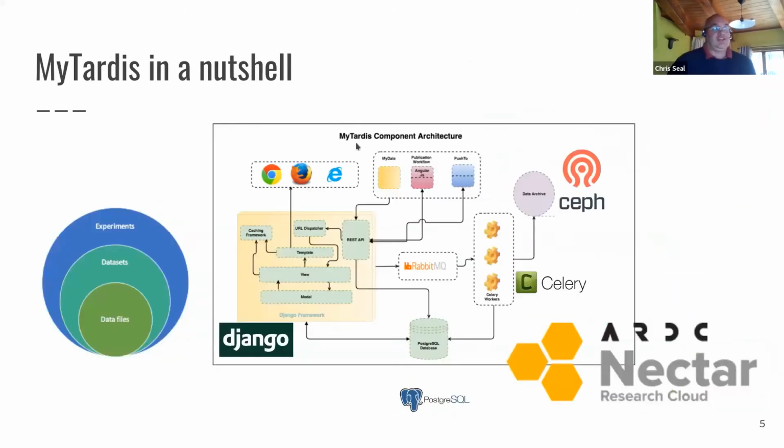In a nutshell, it's a database. We have a hierarchical structure where we have experiments which contain data sets, which contain the data files that are generated from the piece of equipment you're using. We use Django as a web front end, and that connects to the database. In our case, we're using Postgres, and for the storage, we're using Ceph with an S3 front end. Communication between all the parts is mediated by a RabbitMQ messaging queue with Celery providing workers. And in our case, all of that is sitting on the Auckland node of the Nectar Research Cloud.